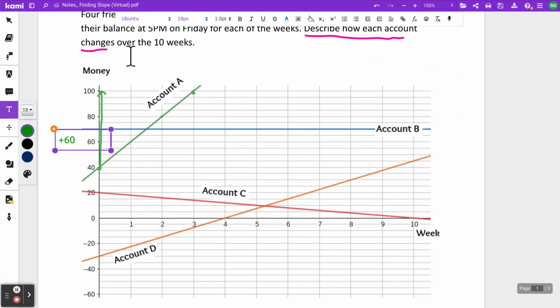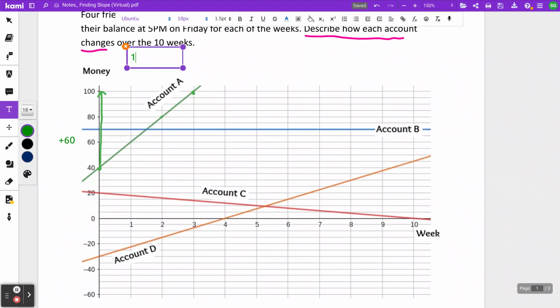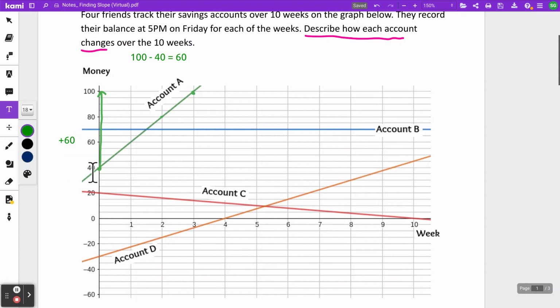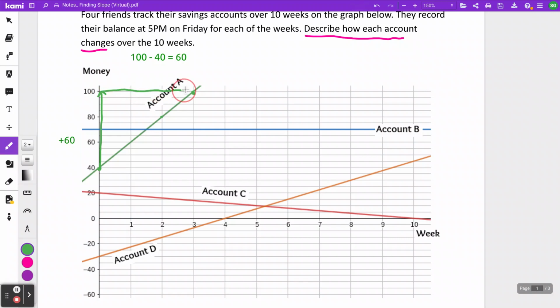And if you're not sure how I got that 60, you could always use subtraction. 100 minus 40 gives you 60. But from $40, 40 plus 60 gets me to the 100. And then my run is, how many weeks is that? If I look down here at the bottom, I'm going from week 0 to week 3. So that means we went forward 3 weeks.